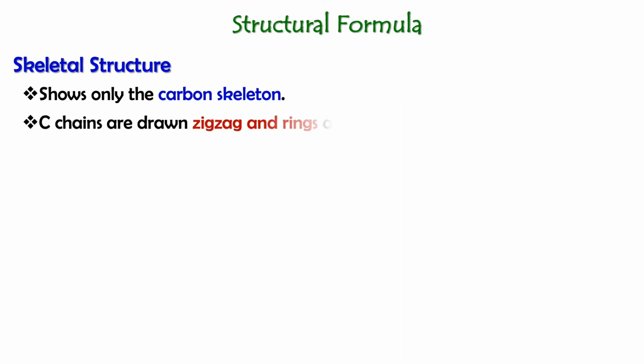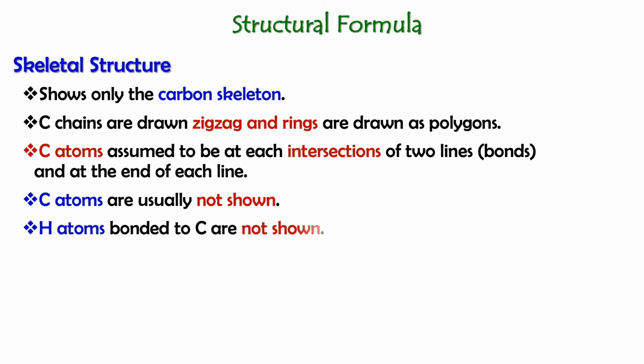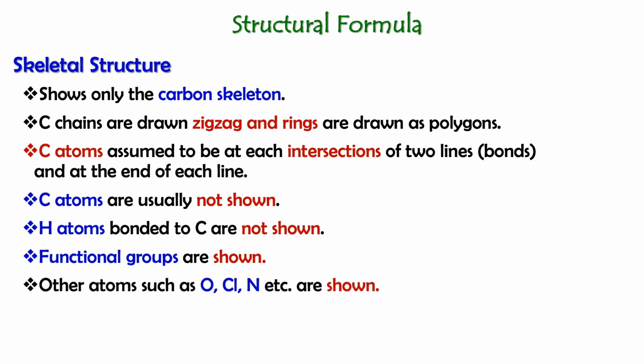Now, let's look at the skeletal structure. The skeletal structure shows only the carbon skeleton, and the carbon chains are drawn zigzag and rings are drawn as polygons. The carbon atoms are assumed to be at each intersection of two lines, which is what we call bonds, and at the end of each line. The C atoms are usually not shown, and hydrogen atoms bonded to C are not shown as well. The functional groups are shown in the diagram. The other atoms such as oxygen, chlorine, nitrogen, and etc. are shown in our skeletal structure.